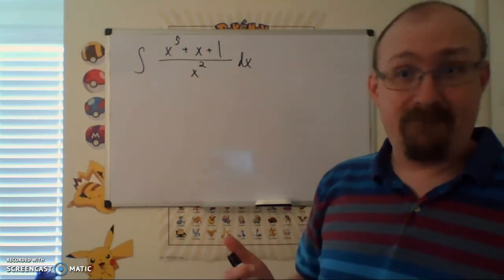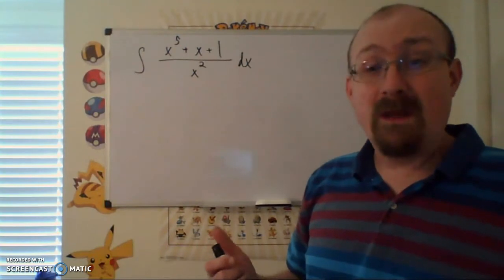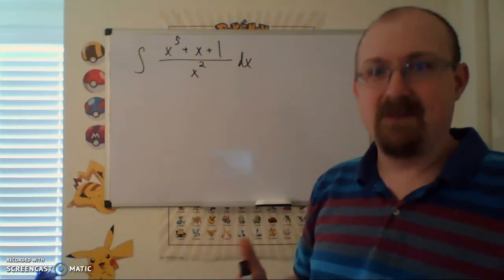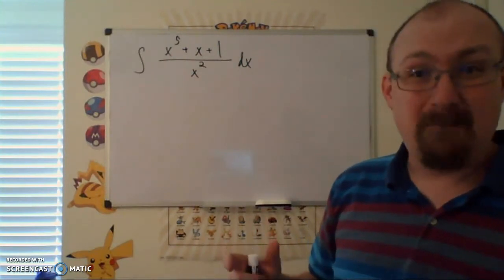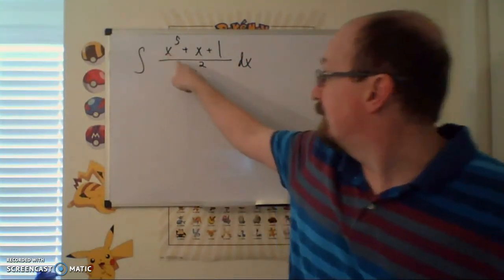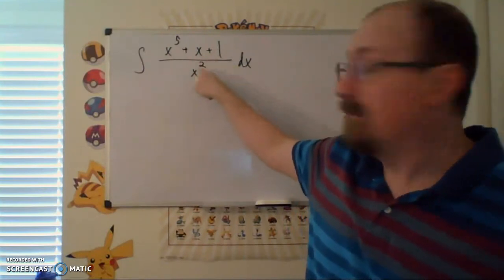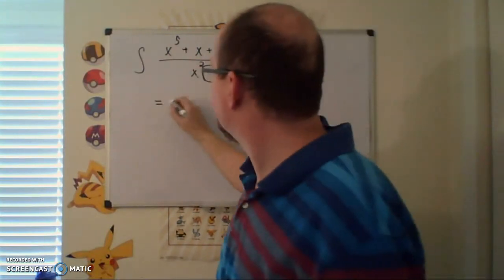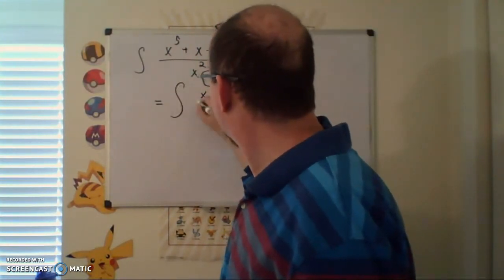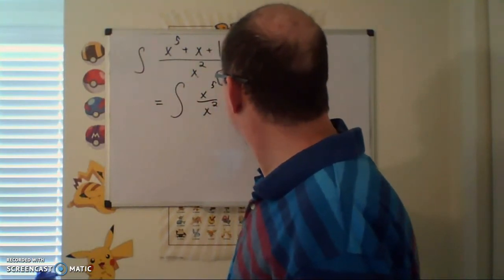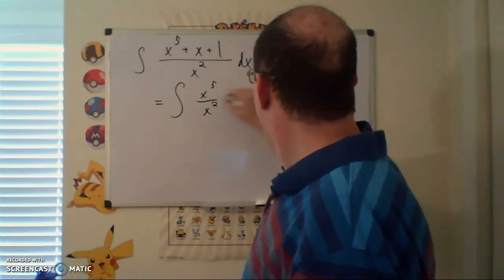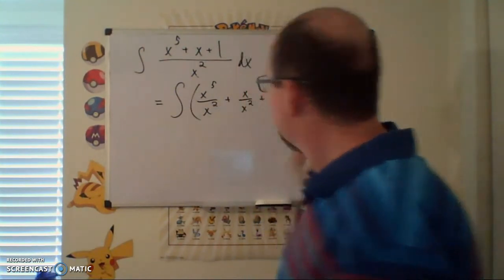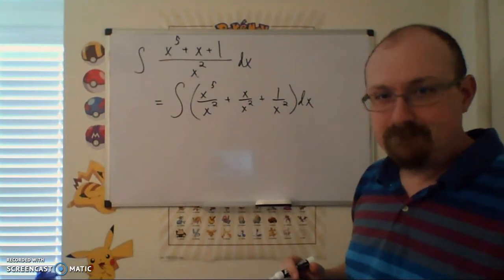Instead, like with the FOIL thing from our product example, we can break this thing up and then resolve what's going on. So what I'm going to do is break this thing up into 3 separate fractions. This over x squared, this over x squared, this over x squared. So I've got three separate fractions.